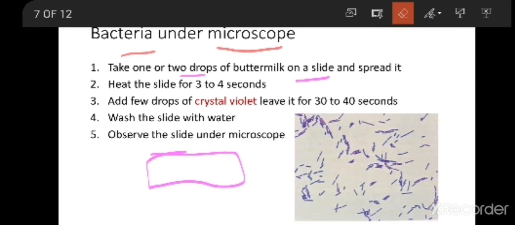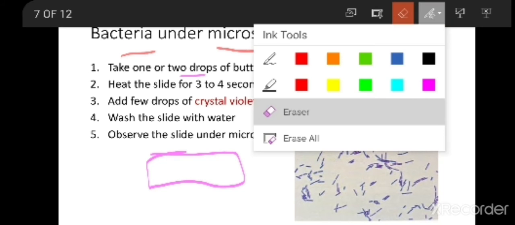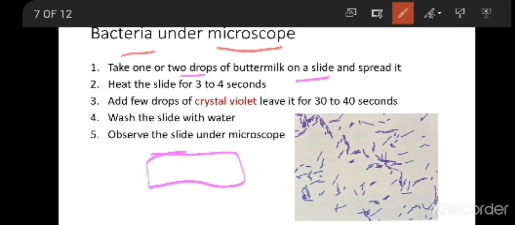After spreading, okay, I'll use this. So you have to spread the buttermilk. After spreading, you have to heat the slide for 3 to 4 seconds. Remember, you have to heat the slide for 3 to 4 seconds. Just with a Bunsen burner, we have to heat the slide.